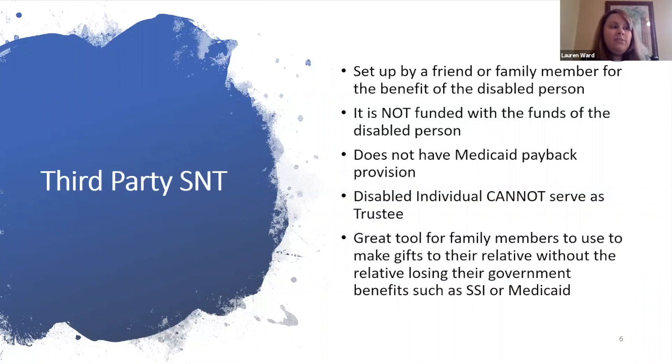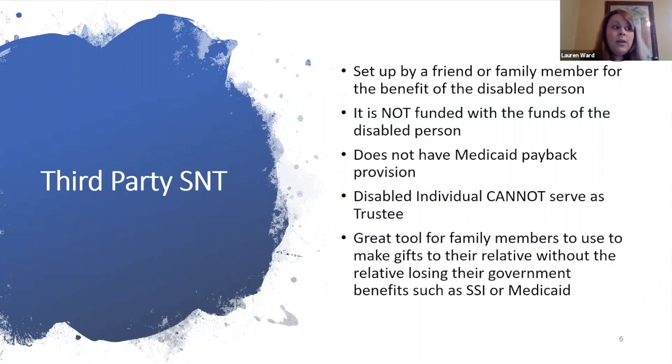So one thing we have to make sure of with the third-party supplemental needs trust is it is not funded with the funds of the disabled person. So this isn't money they've inherited. This isn't money that they have been gifted. This is someone else's funds funding the trust.